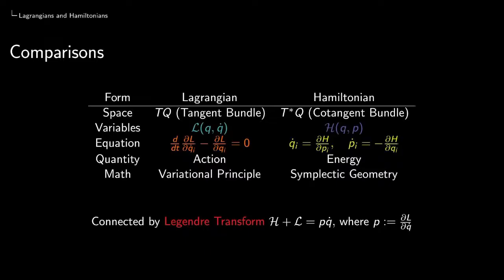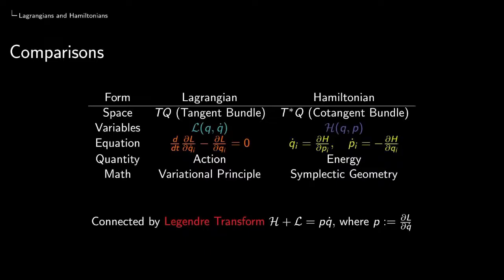You also have different variables, so you're also tracking different variables. For the Lagrangian, you're tracking q and q dot. Q dot is the time derivative of q, whereas in the Hamiltonian space, you're dealing with q and p, which is a momentum. The equations of motion are a little bit different.